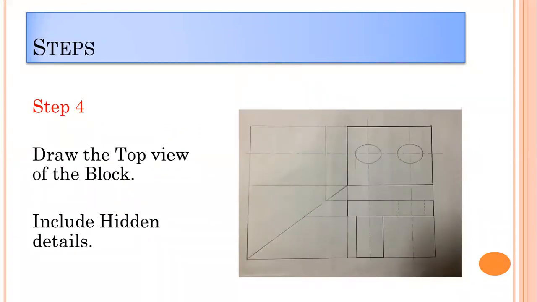Hence, draw the top view of the block. Project lines from the front view to obtain the visible and hidden sections of the top view.